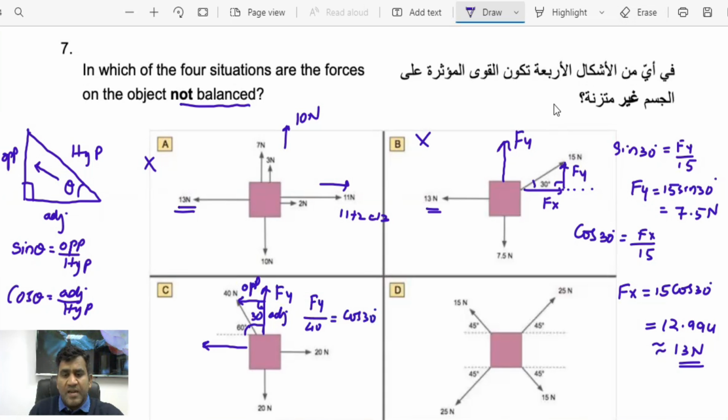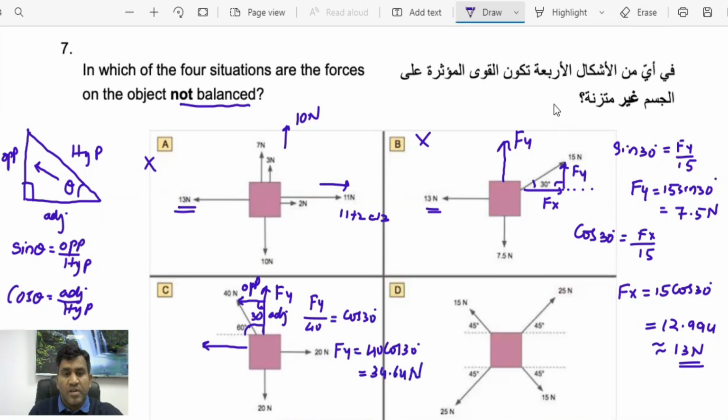So what will be the value of Fy now? Fy can be written here as 40 cos 30 degree. What are you going to get as the value of 40 cos 30 degree? Just put it in the calculator. You'll be getting a value of 34.64 something.